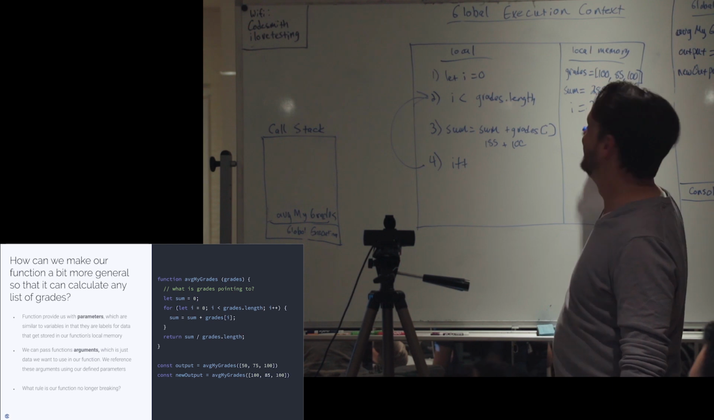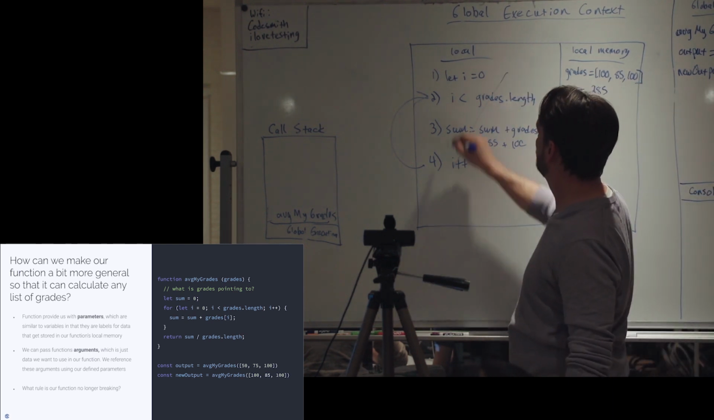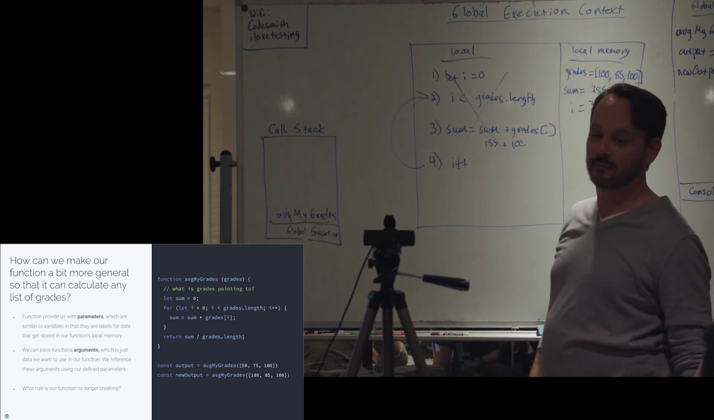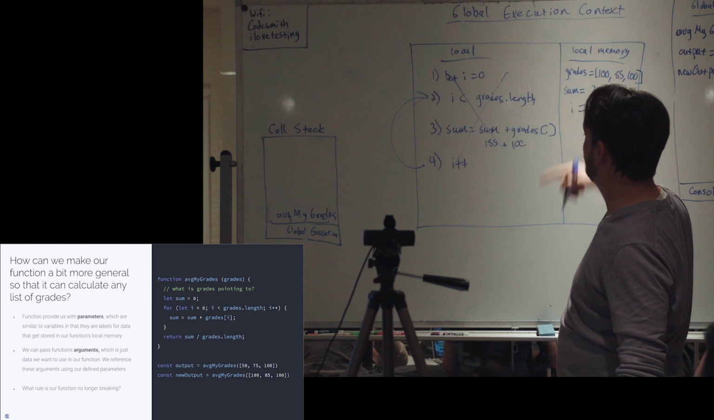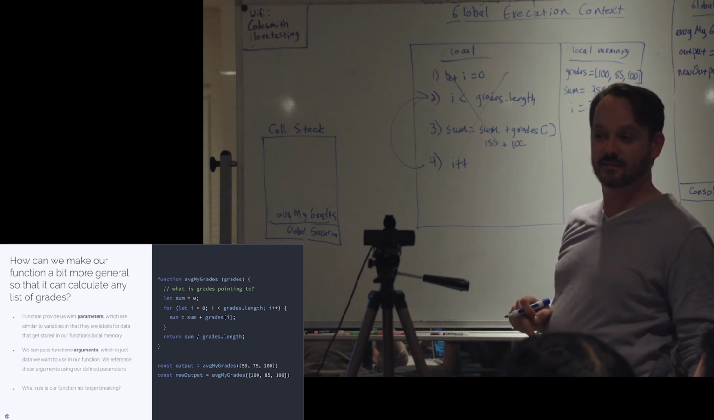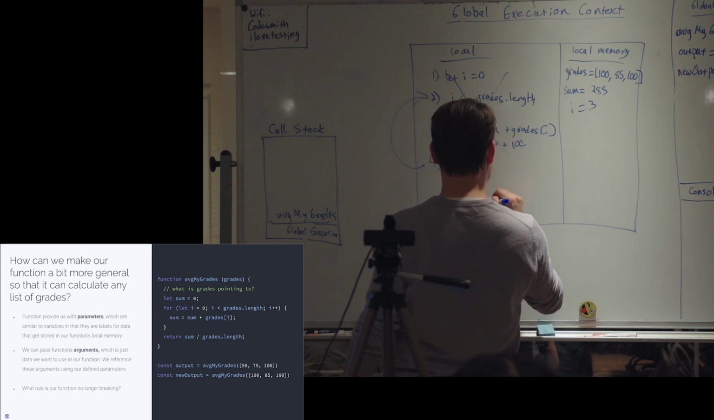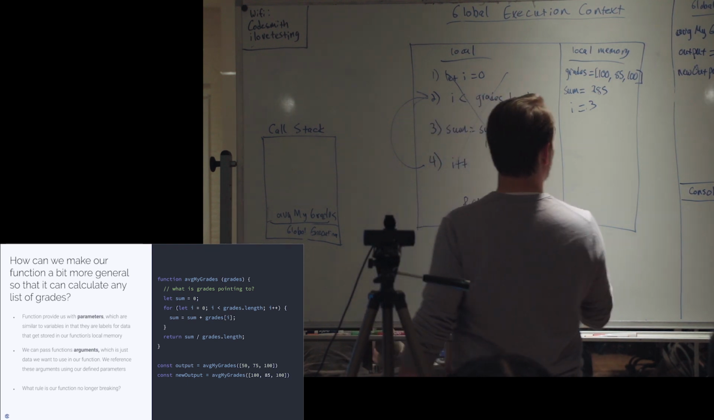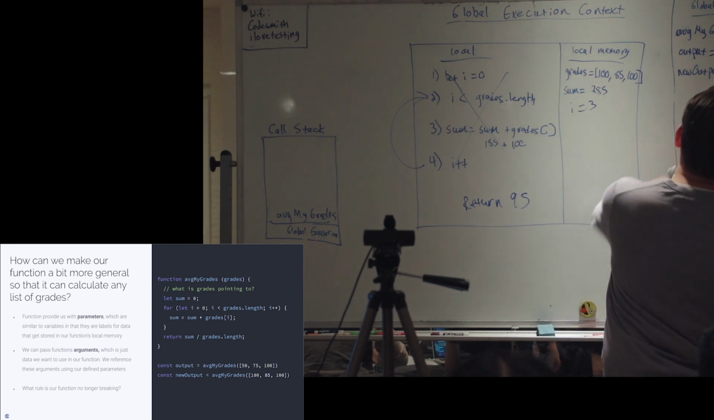So i is now 3. Okay. So we're actually going to stop because i is no longer less than the length. So we're done with the loop, and now we're going to return 285 divided by 3. 285 divided by 3 is 95. Nice. Return 95. Where do we return that to? New output.